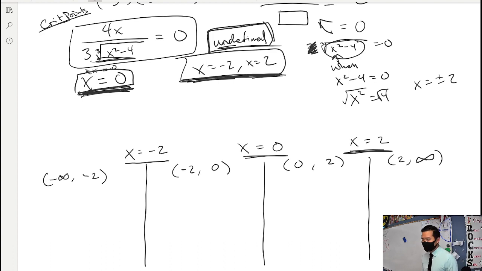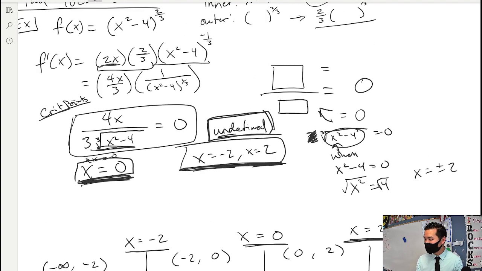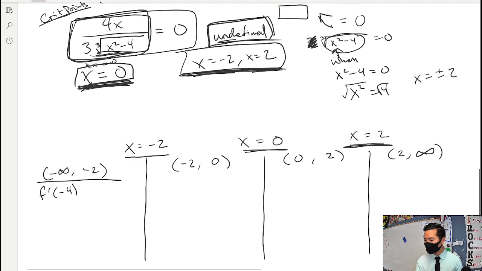For time's sake, I'll show you again how I would calculate the signs for this one. Pick a number, any number, from negative infinity to negative 2. Negative 4. Why the heck not? You're going to be plugging this into the derivative, and you should probably plug it into this one right here, because again, we don't care what the number is, we care what the sign is when it comes out. So let's start plugging in negative 4.